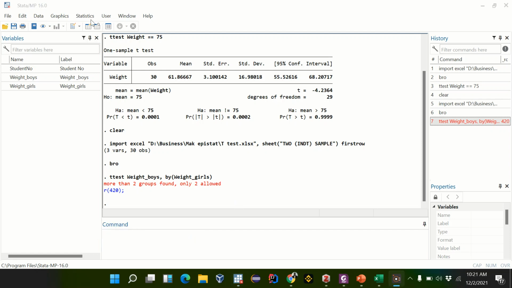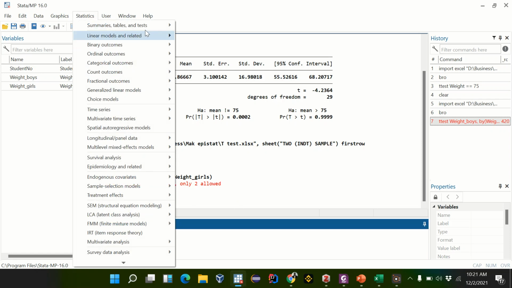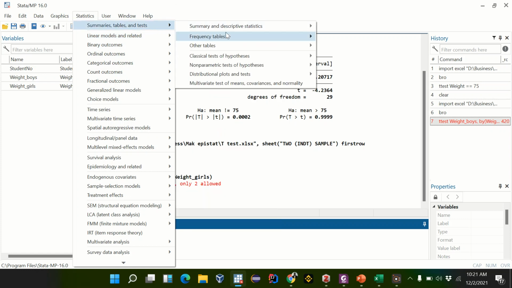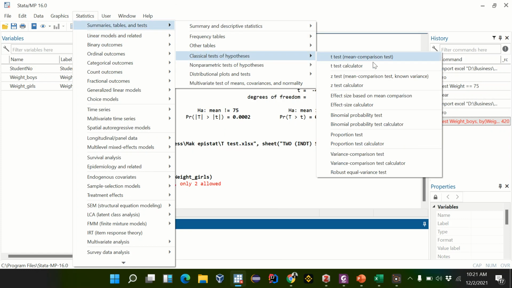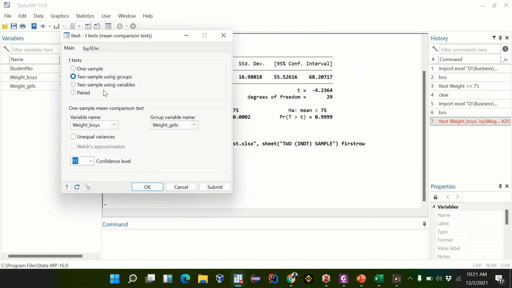So let's see where the mistake was. Statistics, hypothesis. Oh yeah, we said one sample mean comparison. Okay. So this would have worked if we had a variable, maybe gender or sex, and that sex had boys and girls, or male and female, and the variable for weight.